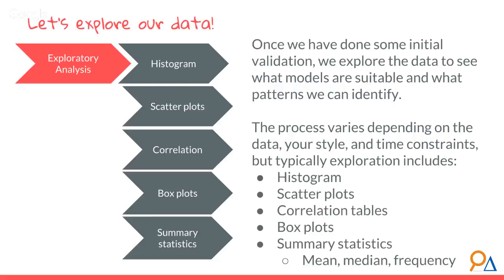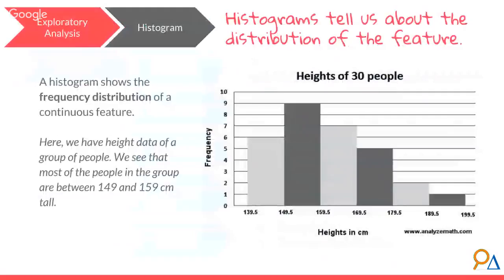So once we've done some initial validation, we explore the data to see what models are suitable and what patterns we can identify. Like I said, histograms tell us about the distribution of the features. So we have various distributions. The one that's commonly used is the normal distribution, which is also known as the bell curve distribution. Here we have height data of a group of people. We see that most of the people in the group are between 149 and 159 centimeters tall.